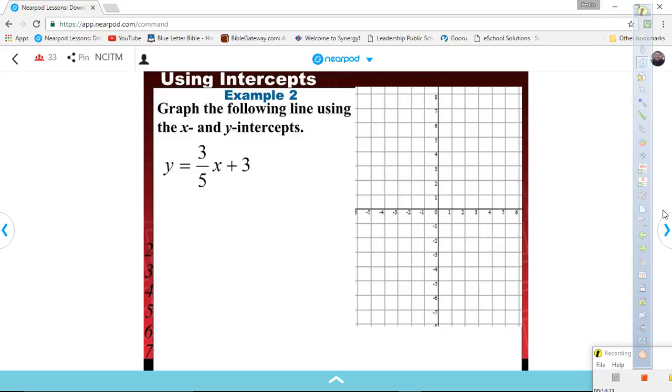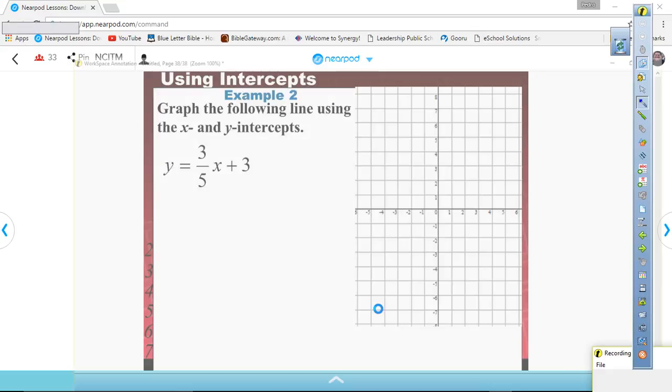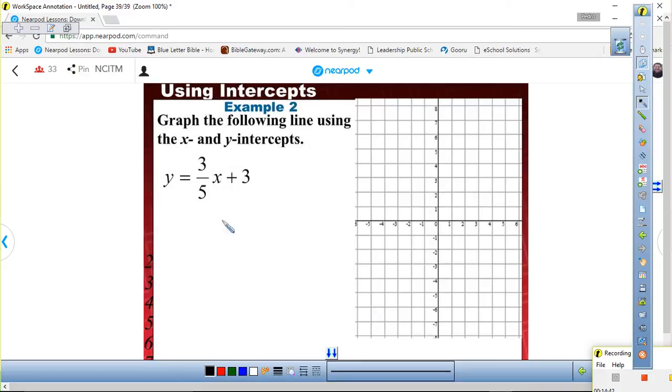Example 2, y equals 3/5 x plus 3. You don't have to copy the instructions anymore. You already have them. Let's do this one together. Here we go. Cover-up method. Which one do I cover up first? 3/5 x. All right. And what do you see? So y equals 3, that's (0, 3). That's my y-intercept. There it is.